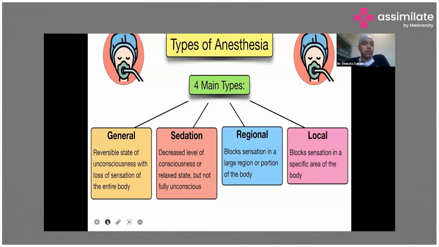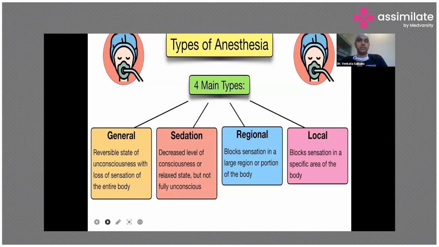Sedation is a decreased level of consciousness or relaxed state, but not fully unconscious. The difference between general anesthesia and sedation is that when we ask the patient to open his eyes during sedation, the patient can open them. But during general anesthesia, he is totally knocked off. Regional means the patient is fully conscious, only a certain part of the body is blocked. Local anesthesia is just infiltration. Giving subcutaneous infiltration will cause anesthesia of the skin.